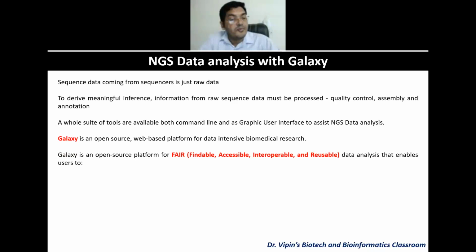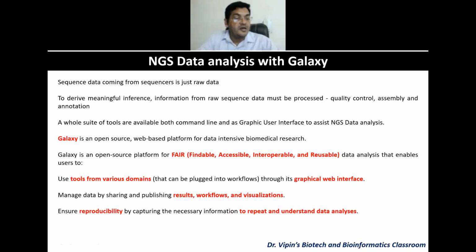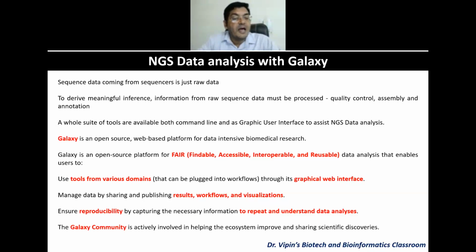So Galaxy is an open source platform for FAIR data analysis that enables users to use tools for various domains that can be plugged into workflows through its graphical web interface. Then manage data by sharing and publishing results, workflows, and visualizations. Then ensure reproducibility by capturing the necessary information to repeat and understand data analysis. The Galaxy community is actively involved in helping the ecosystem improve the sharing of scientific discovery. So there is a whole lot of help that's available over Galaxy.